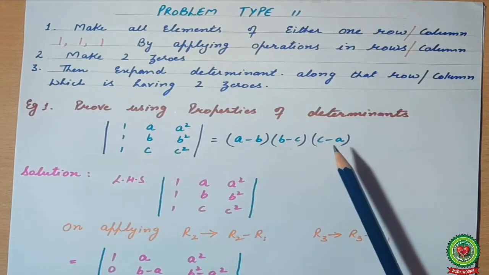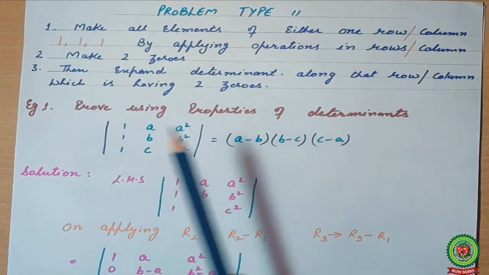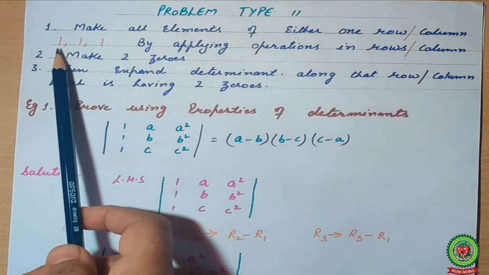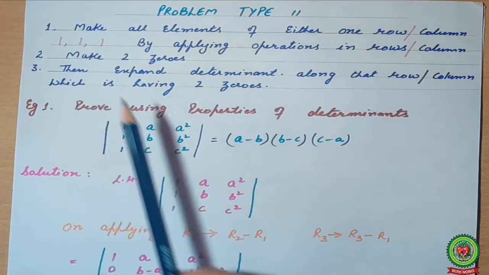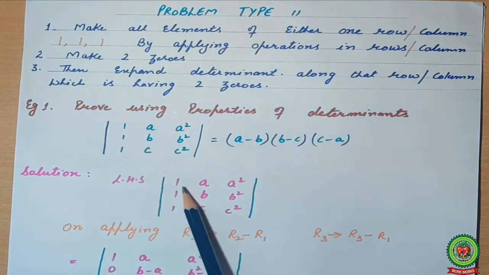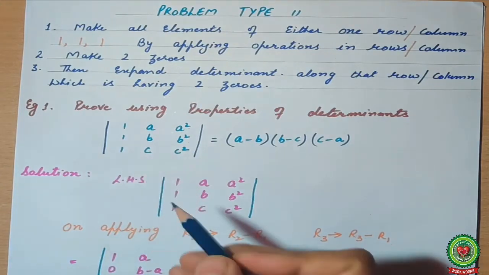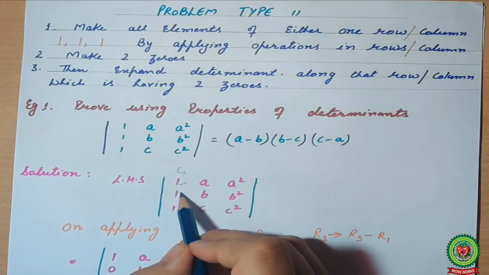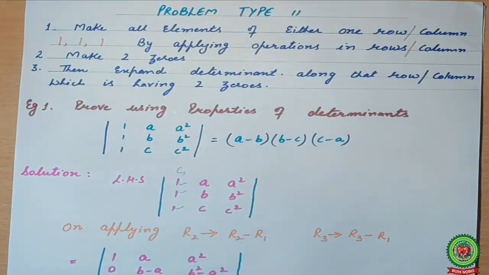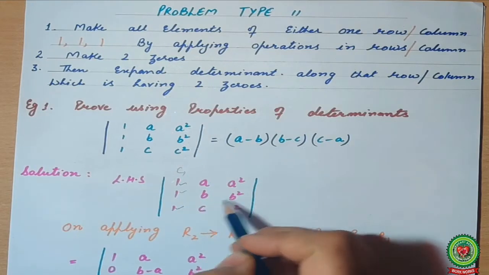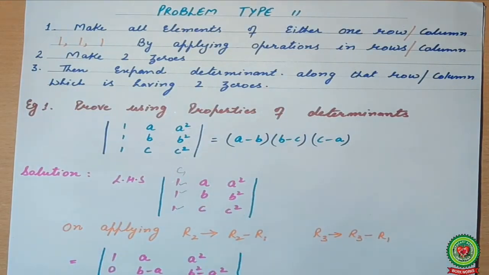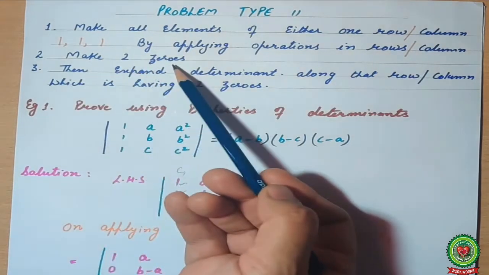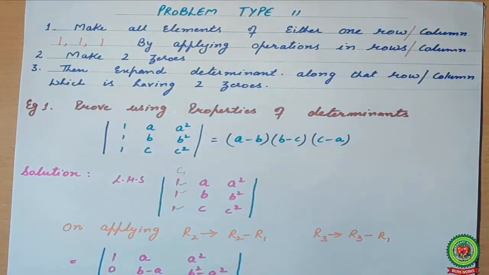Now according to our special steps, elements of either one row or column should be 1, 1, 1. This condition is already satisfied here. First column, all elements are 1, 1, 1. Now, second column is as it is, third column is as it is. Now we will proceed with the second step. We will make two zeros. Now how we will make two zeros here?